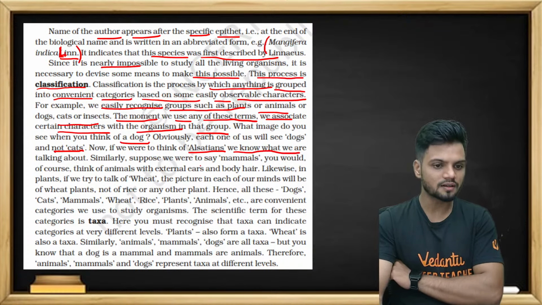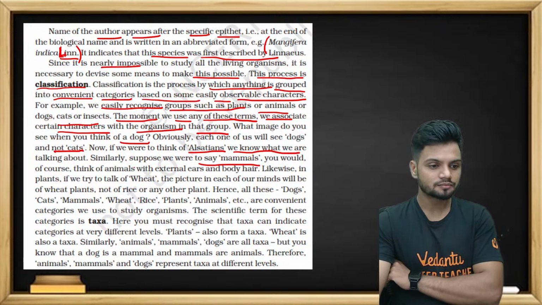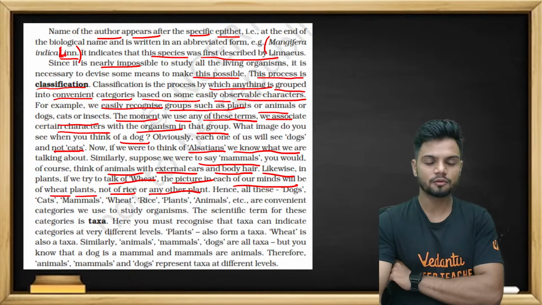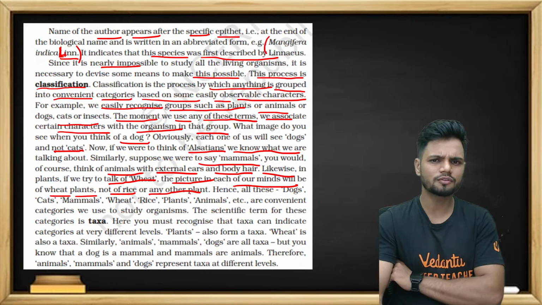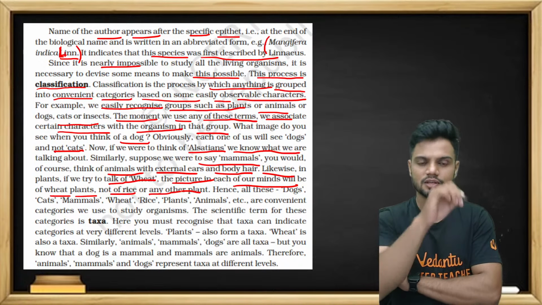Similarly, suppose we are to say mammals. What will come to your mind? If I say mammals, for me, an elephant is coming, blue whale is coming, right? Platypus is coming in my mind. Think of animals with external ears, body hair, right? Likewise, in plants, if you talk about the wheat plant, obviously chapati will come to your head. I know, chapati will come to your head. The picture in our mind is of the wheat plant, not rice or any other plant. Did you think of rice? No. Think of wheat only. This is called classification. Okay.